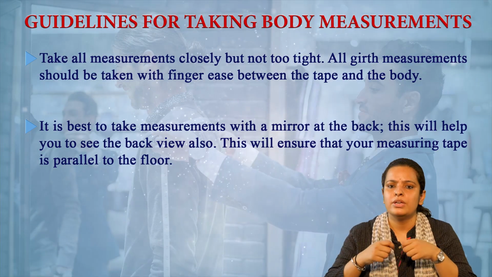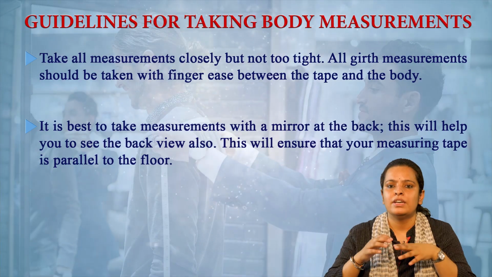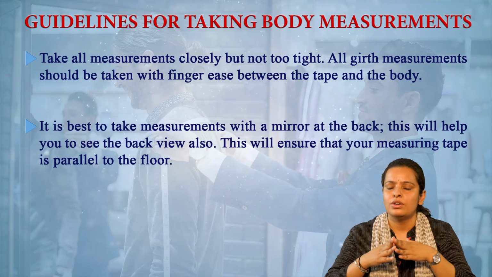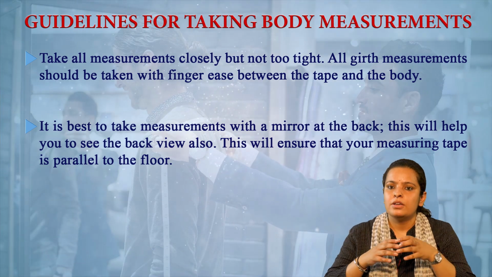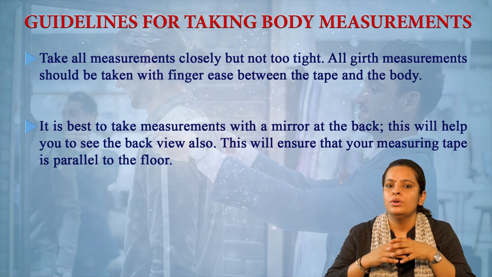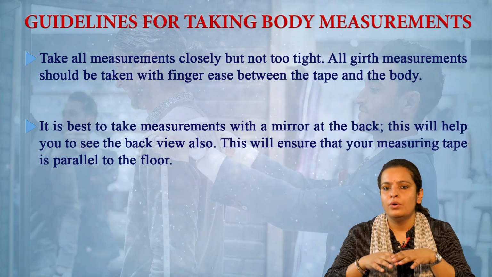So if you put the measuring tape to take a back measurement, you can see whether the tape is at its correct position or not, that it is not twisted and it is straight. So this will ensure that your measuring tape is parallel to the floor, in a straight position.